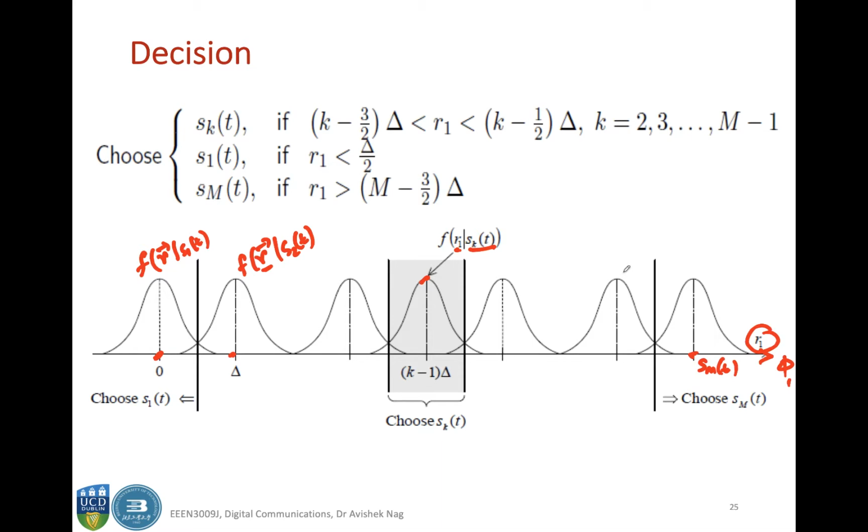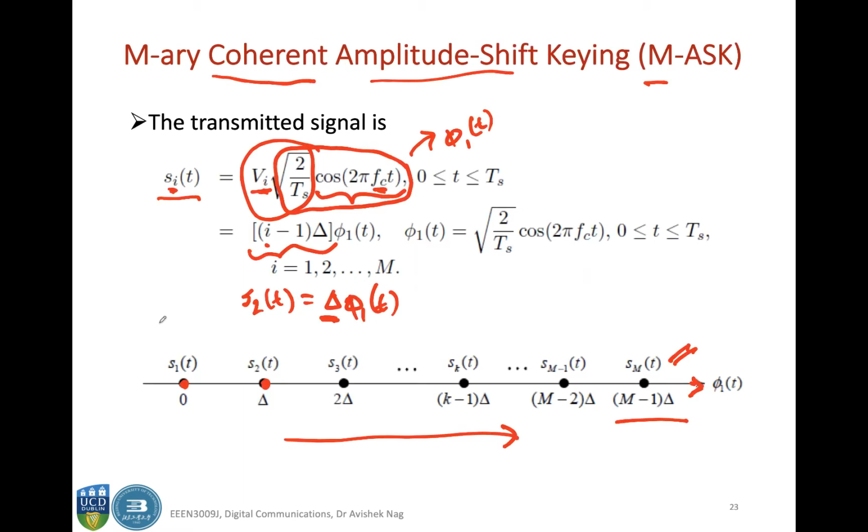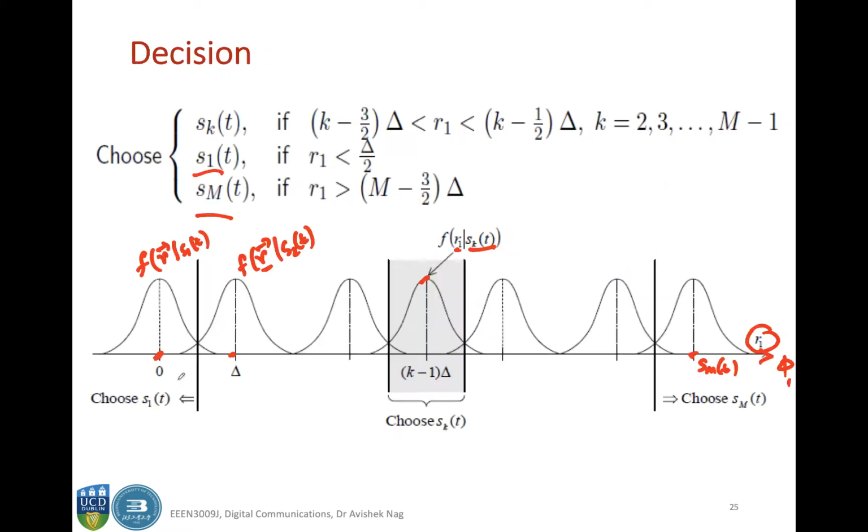Now, if you look into the two extreme signals, S1(t) and SM(t), let's look into S1(t) first. This is 0, the origin of the axis, as you saw here. S1(t) is 0 and it lies here, and this is at a distance delta. If you just consider S1 and S2, then this is your decision boundary. If you consider S2 and S3, then your decision boundary will be somewhere here, and so on. The decision boundary between any two pairwise signals is the perpendicular bisector of the line joining the two signals. So these are all the decision boundaries.